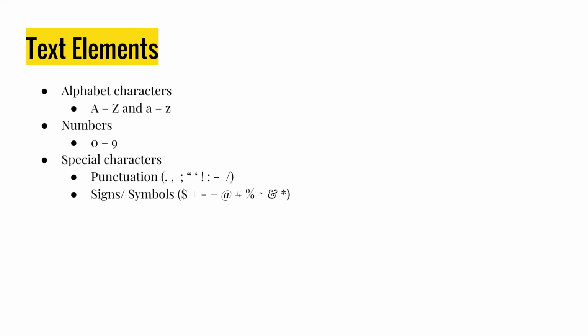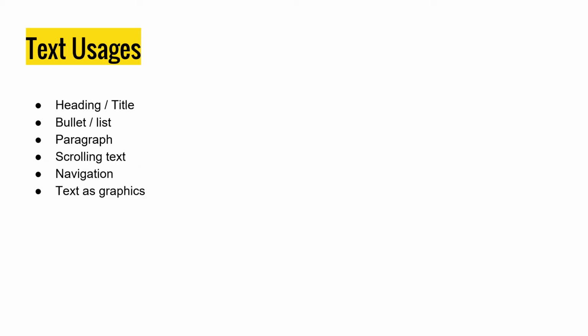So some of the text elements that we have here, of course, are the alphabets. We have A until Z, or small letters a until z. We have numbers and also special characters. Okay. And if you notice, let's say you are required to come up with a password, for example. They will ask you to write a password that includes all of these: alphabets, numbers, and special characters. All right. Okay. Now, how is text used in web design?